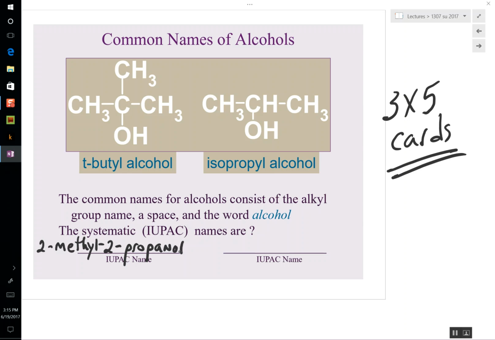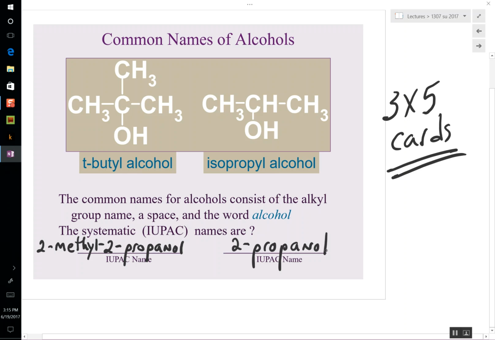Okay, what about isopropyl alcohol? What's its IUPAC name? 2-propanol. Okay, so on your 3x5 cards, you should have on one side both of those names, and on the other side, those structures. All right?